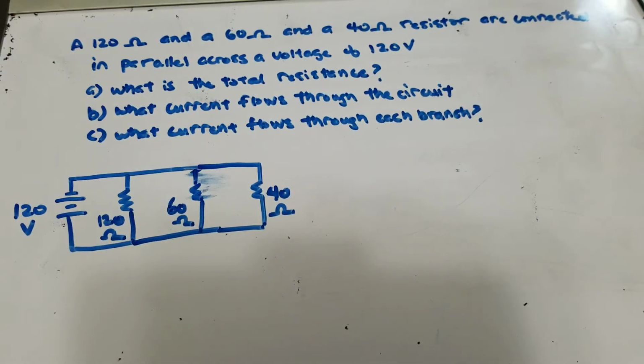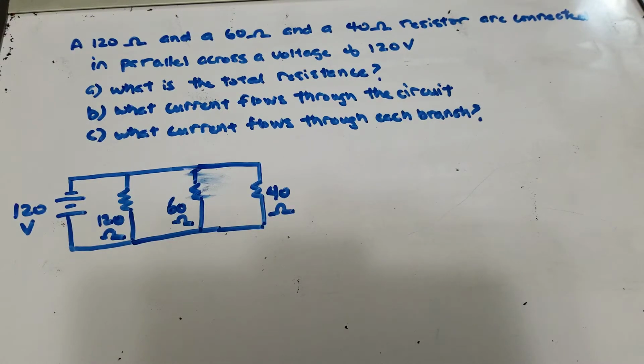Okay, so here's a calculation with resistors in parallel. So parallel is a little bit different than when you're calculating in series. Here the question says 120 ohms and a 60 ohm and a 40 ohm resistor are connected in parallel across a voltage of 120 volts. Question A says, what is the total resistance?